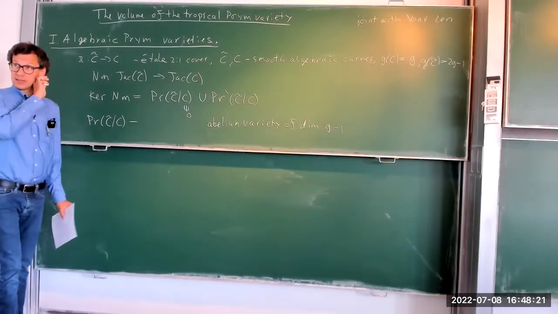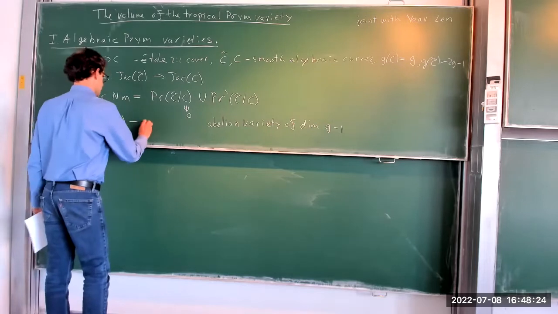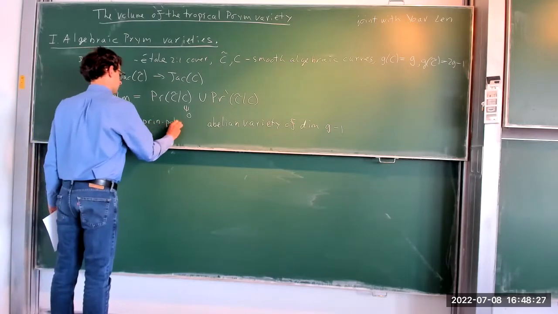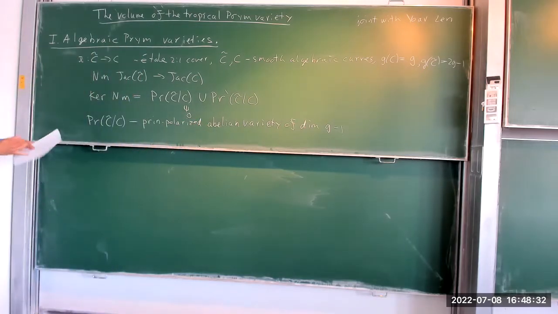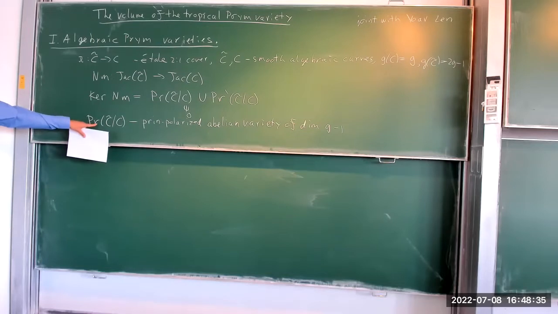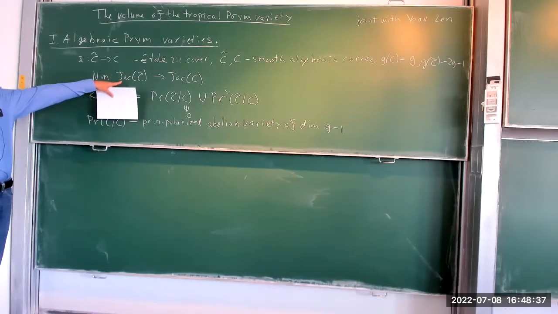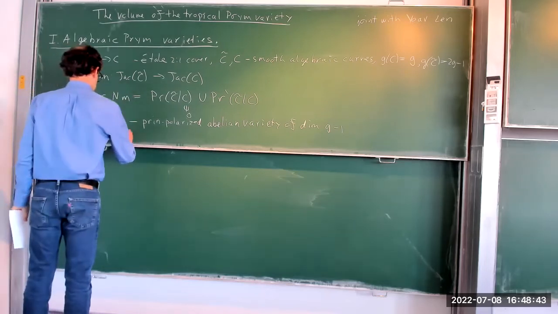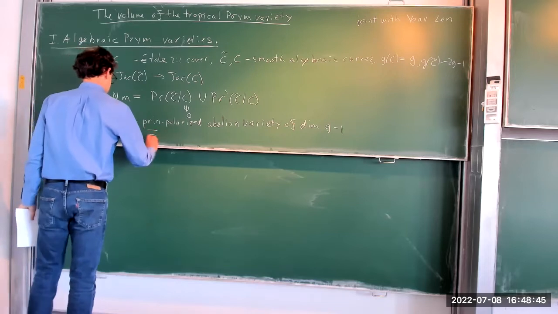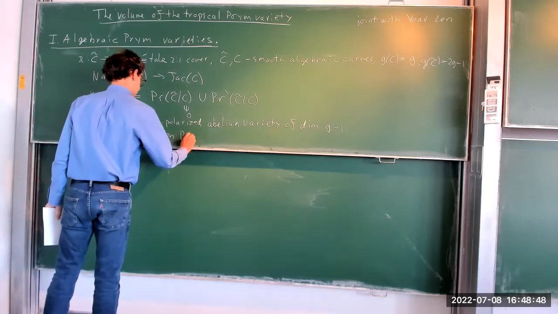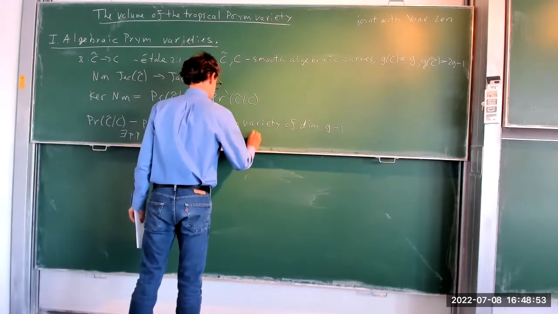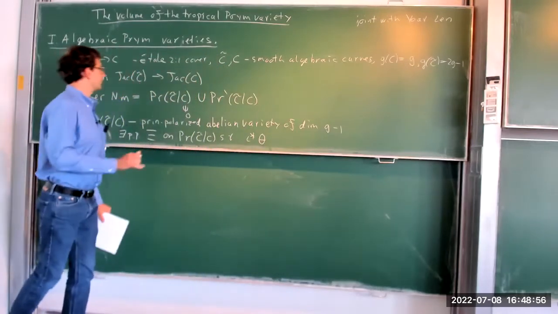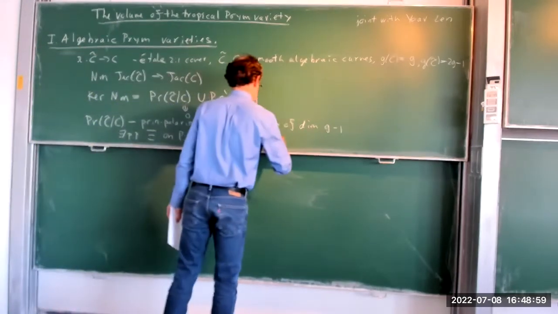And what's especially important is that this is in fact a principally polarized abelian variety. It carries a principal polarization, which is exactly half of the principal polarization induced from its embedding into the Jacobian. So there exists a principal polarization psi on the Prym variety such that the pullback of the polarization theta from the Jacobian is 2 times psi.